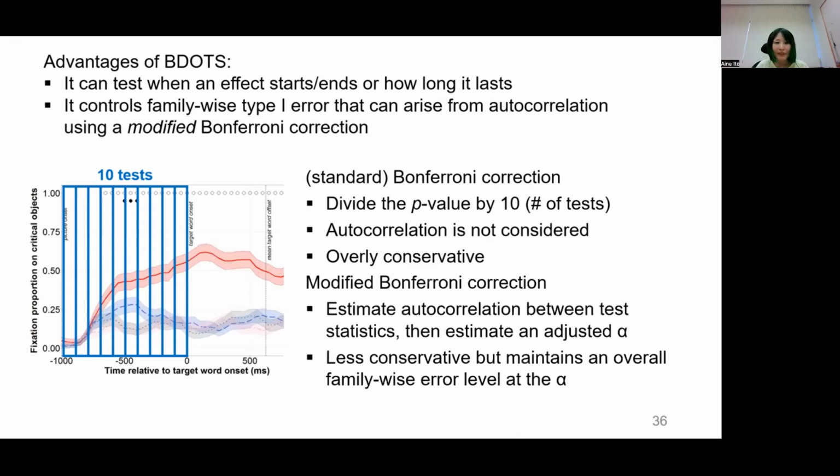In the modified Bonferroni correction, what you do is estimate the autocorrelation between test statistics. If we do a t-test, for example, in this bin, it should be to some extent similar to the t-test result in the adjacent bin, because of the autocorrelation. Then you use that data to estimate an adjusted alpha. This is less conservative, but maintains the overall family-wise error at the specified alpha. That's how it accounts for the family-wise type 1 error rate.